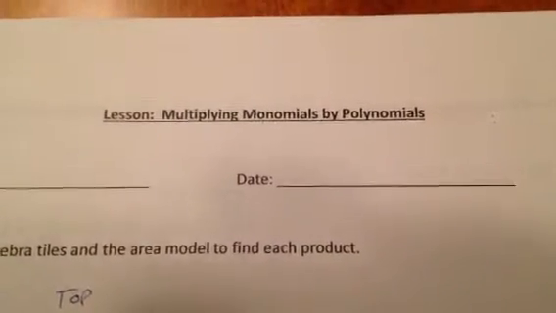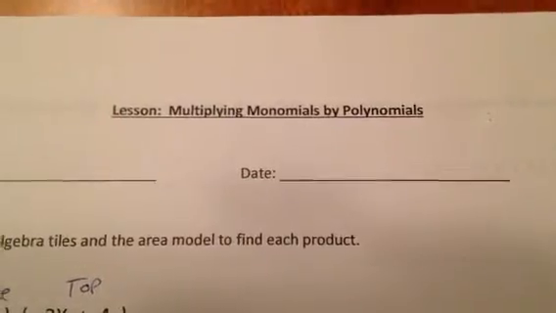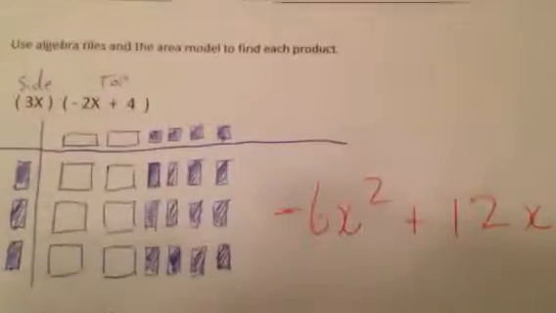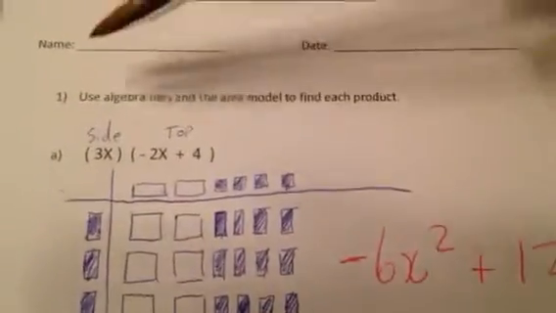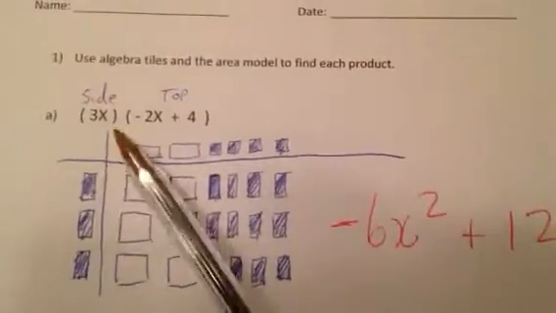Hello, grade 9s. We're going to look at a lesson here called Multiplying Monomials by Polynomials. So this is what we've done in class, but I've kind of shown you all the work here. So hopefully you remember. So we're going to use algebra tiles and the area model to find each product. So here's the first question.